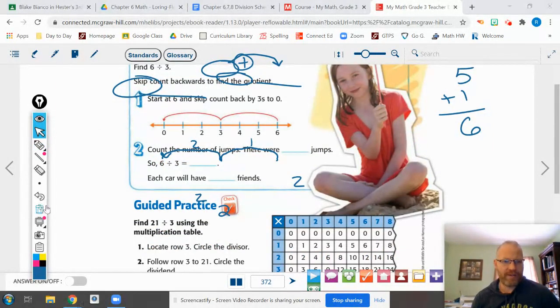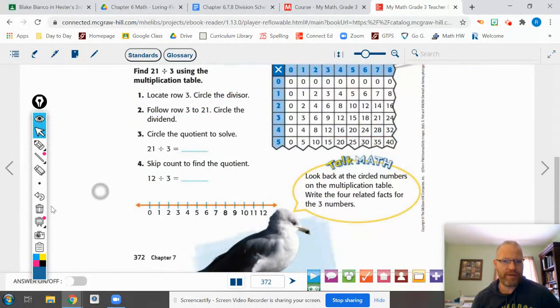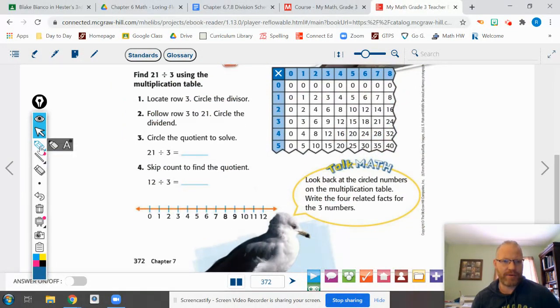We're going to move on, so make sure that you pause the video if you need those notes, and we're going to be looking at our guided practice. So in our guided practice, we have 21 divided by 3, and we're going to use the multiplication table. So first, locate the 3.